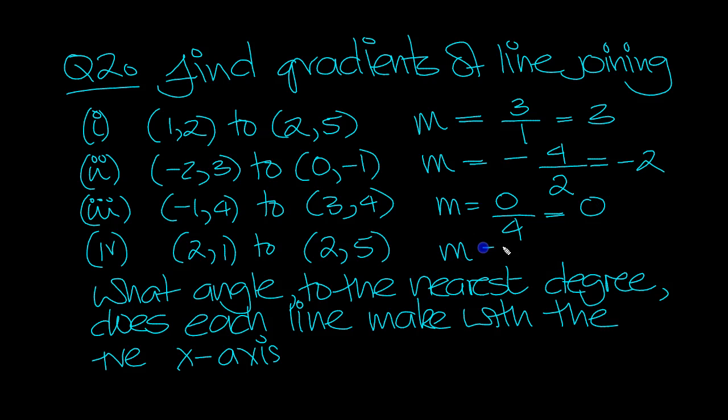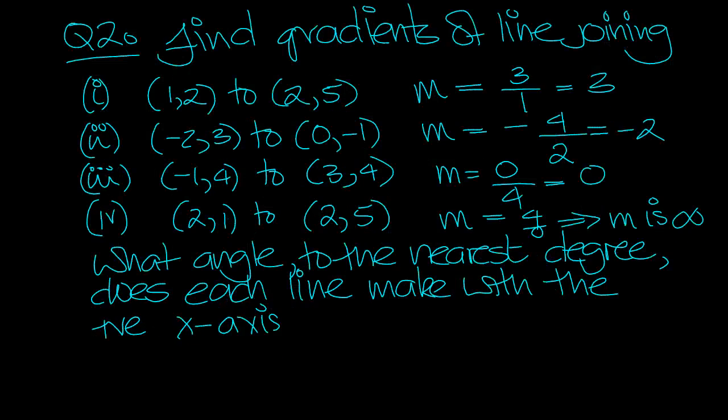And here, m is equal to 5 minus 1, which is 4, over 2 minus 2, which is 0. So m is infinitely steep. It's a vertical line. If you were to mark these coordinates, you'd be able to see that clearly, that this is a flat line and this one's a vertical line. What angle, to the nearest degree, does each line make with the x-axis then?